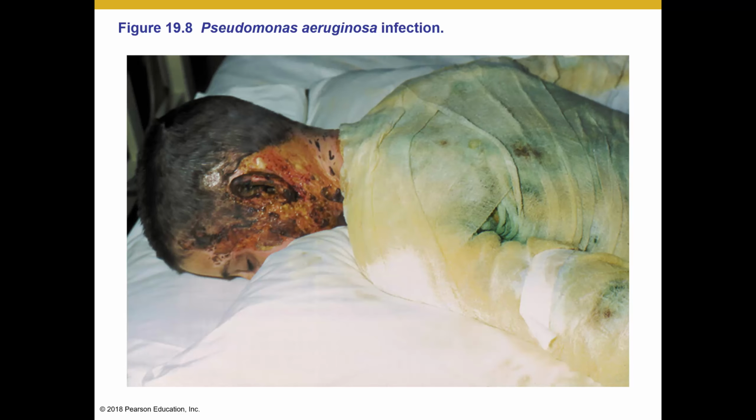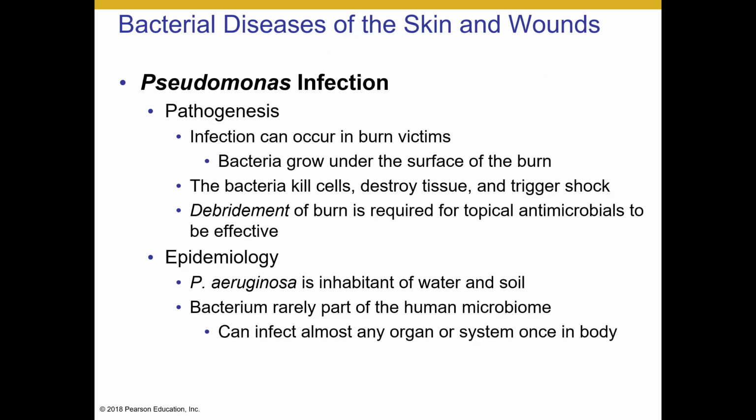In this image, you can observe the discoloration and tissue damage associated with Pseudomonas infection. In burn patients, the protective barrier of the skin is gone, making it easy for bacteria to invade. Once Pseudomonas enters damaged tissue, it produces toxins and enzymes that destroy cells and impair immune responses. Because it thrives in moist environments, hospital settings, especially intensive care units, must be very careful about infection control.